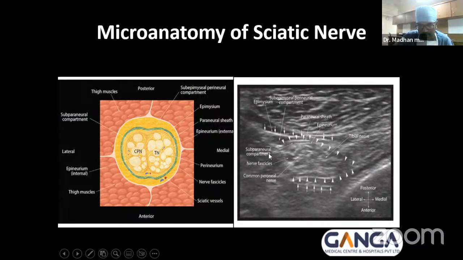So it's marked here, subparaneural compartment. This is our area of interest. Local anesthetic has to be deposited inside the paraneural sheath in the subparaneural compartment. And you can see the nerve fascicles also on the common peroneal nerve. While giving the block, we should not breach the epineurium of the muscle. The epineurium of the muscle should be intact, so our drug deposition should be between the paraneural sheath and the epineurium, in the subparaneural compartment.